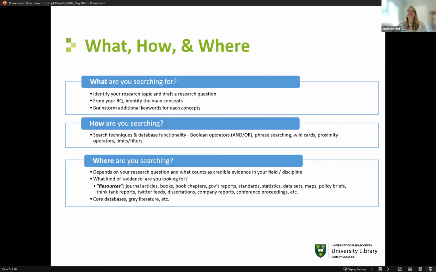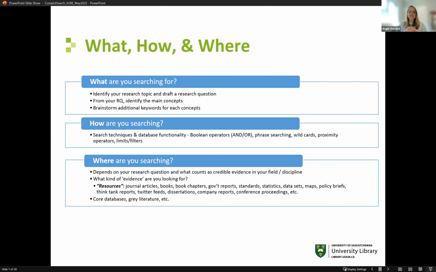The way I like to approach this type of comprehensiveness is by thinking about three main areas, and that's the what, the how, and the where. So really the what is, what are you searching for? What is your topic or your research question, depending on where you are? What are the main ideas? What are some search terms, search phrases, that address your research question?